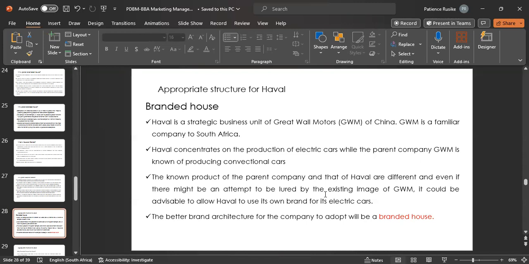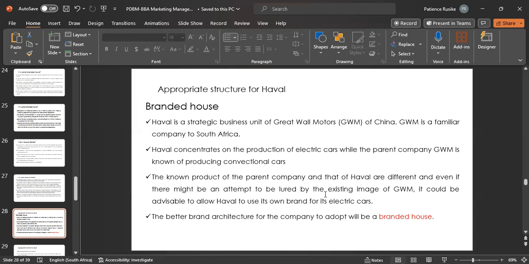Now, because with Haval we are trying to enter the South African market and we want to be known as Haval, from my own point of view, it will be pointless, when you want to establish yourself in a new market, to have different brand names with their own identity before you are known in that particular market. So using a house of brands in this scenario, from my own point of view, can be senseless, because you want to establish yourself in a new market such as South Africa. And the concept of electric cars is a new concept, especially in Africa.